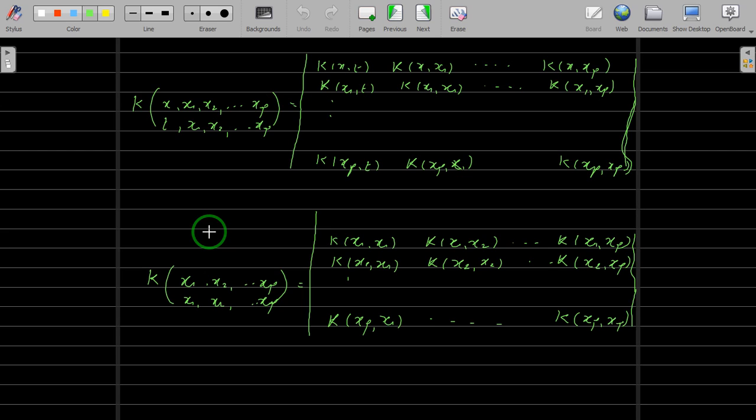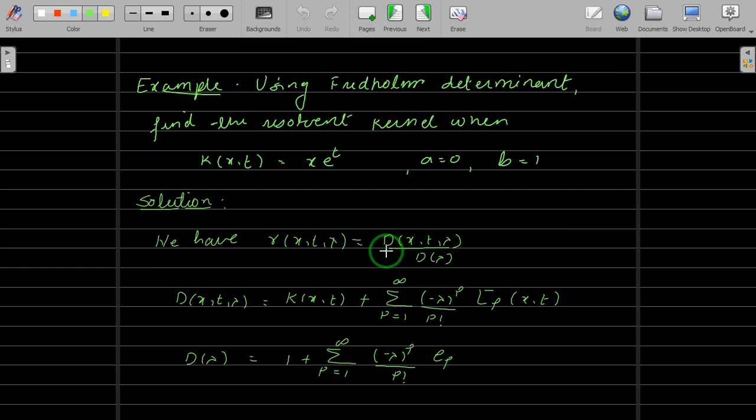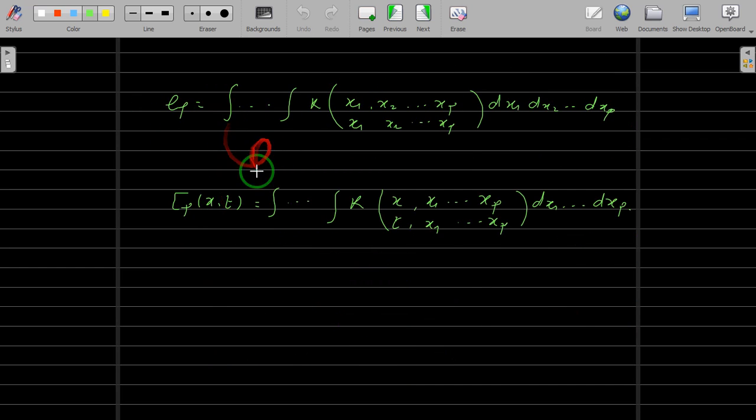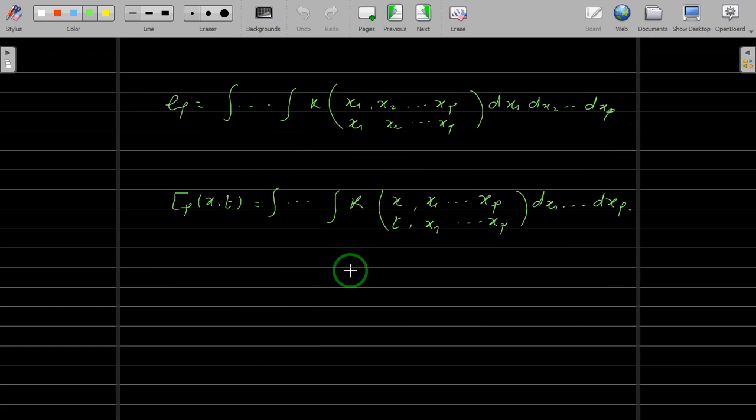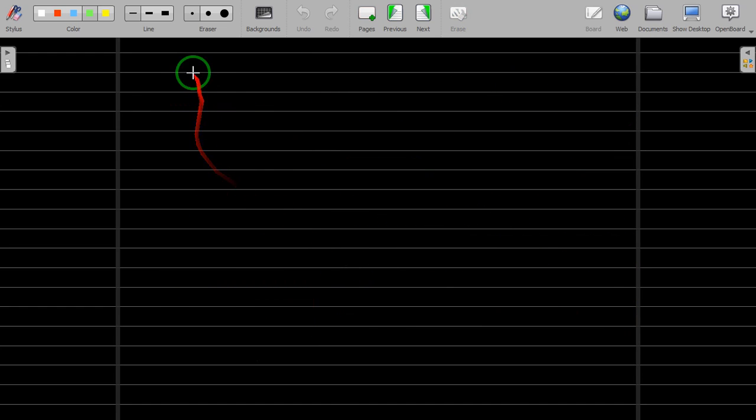In short, we have to find these determinants K and all this, then we have to find the values of this Ki's, and then we have to find the values of this D(x,t;lambda) and D(lambda), and then we have to find the resolvent kernel. In short, this is the way, right?